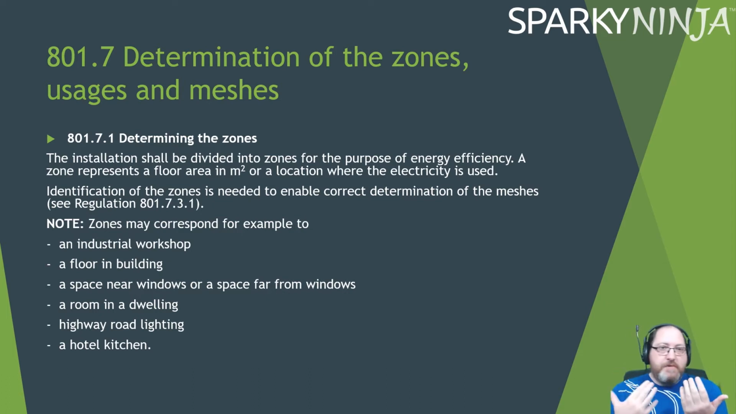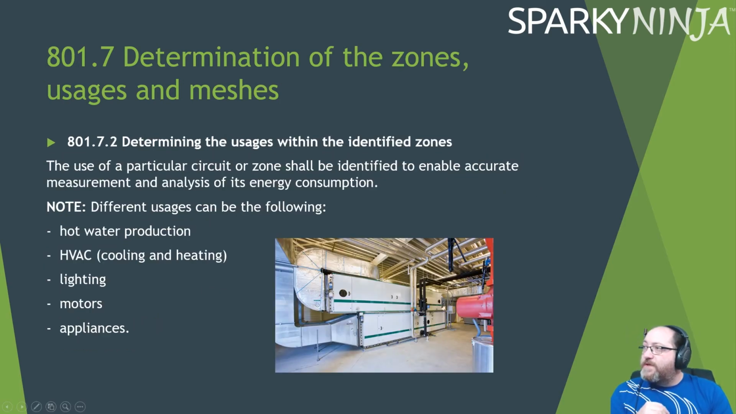When you do your initial design, you'll decide that, and then you take them into these meshes, and we're going to assess the energy efficiency of those according to their meshes as well. Determining the usage within these zones. The use of a particular circuit or zone shall be identified to enable accurate measurement and analysis of its energy consumption. Okay, so this is where we're going to use a lot of energy for a certain task. Hot water production. Again, maybe we can put that on an off-peak tariff. Yeah, HVAC, lighting, motors, appliances.